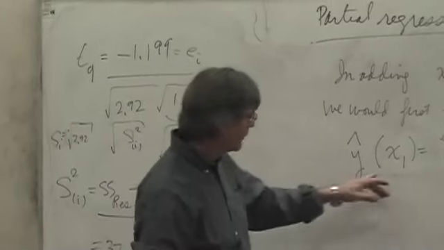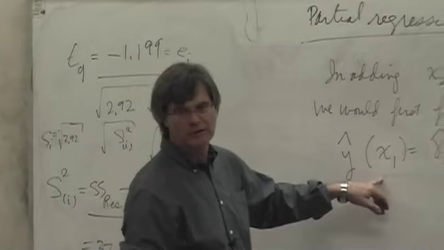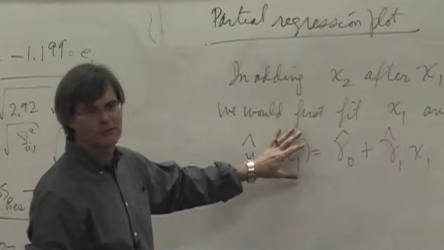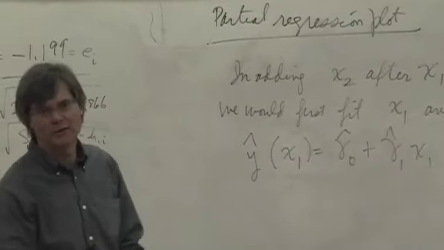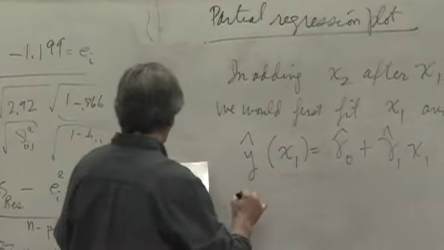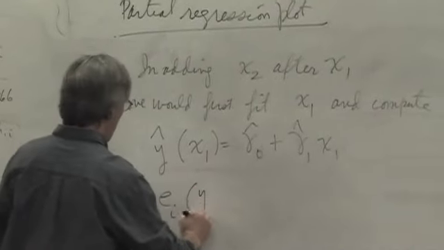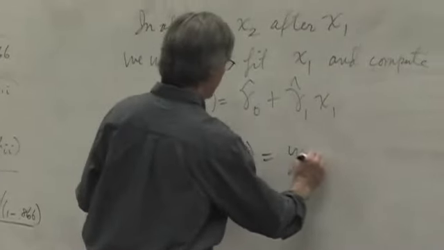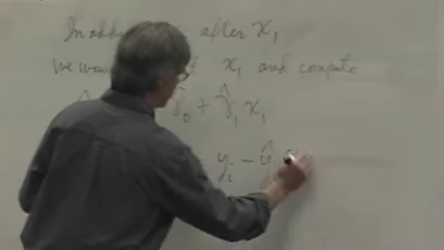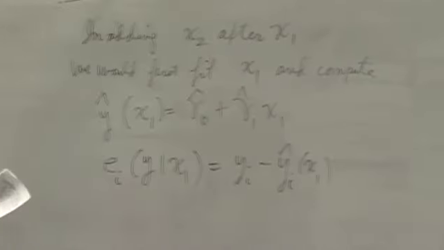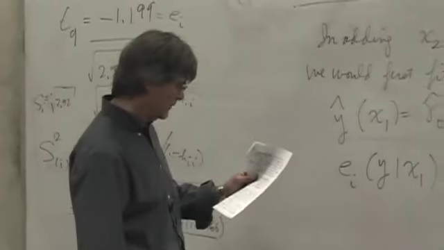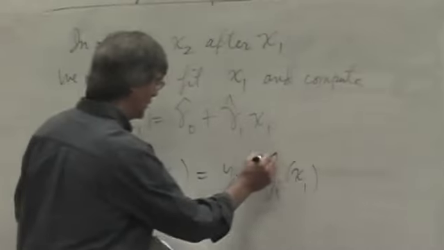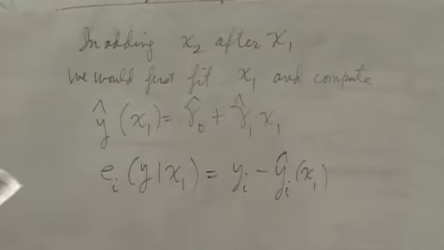He calls it y hat of x1 because you only have x1 in the model, instead of y hat, because y hat corresponds to the prediction of the full model in our usual notation. So now you're going to have e_i of y given x1. That's the residual, which is simply y_i minus this y hat of x1. Some y hats must have been left off in my notes. Okay, it looks like a y hat.